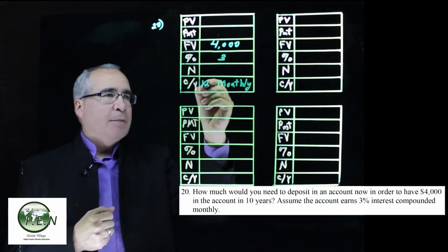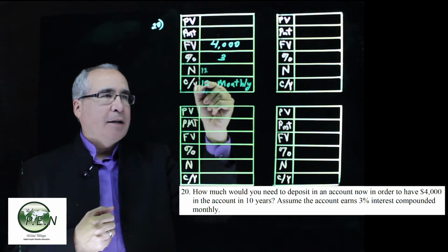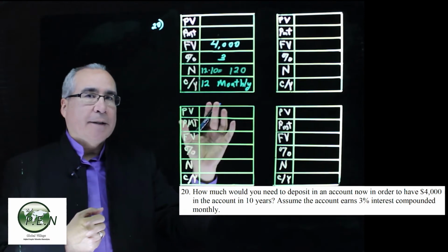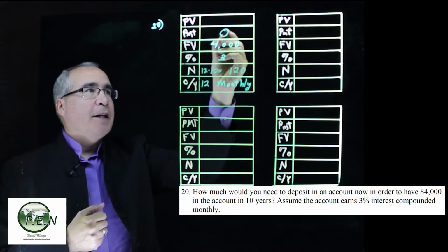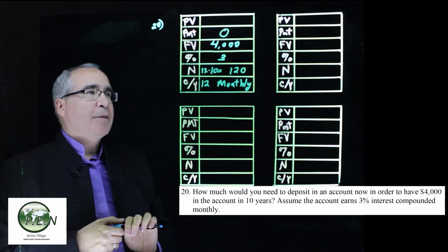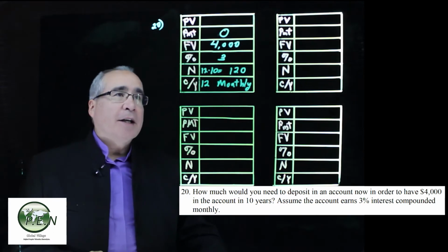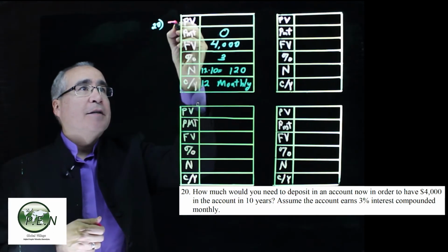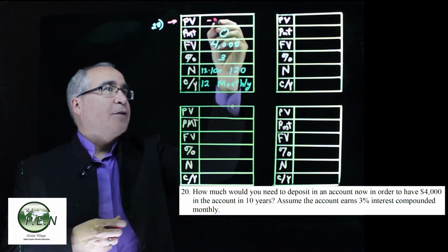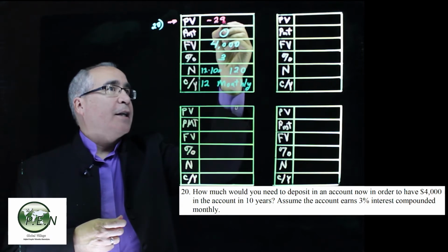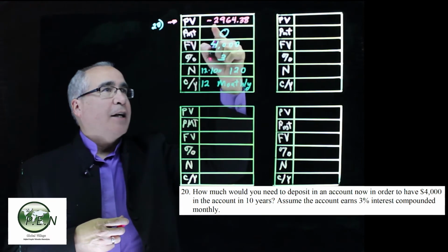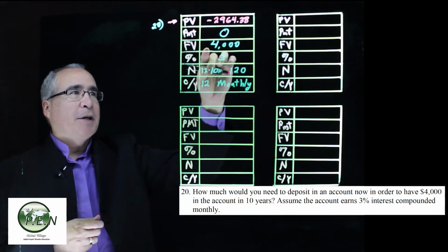10 years now is going to be 12 times 10, right? The number of compounding periods times the number of years. So that's going to be 120. We still are not making payments, but we want to know what is the one-time deposit we're going to need to make. So we click on the present value button right here, and we find that we will need to put in an account $2,964.38.